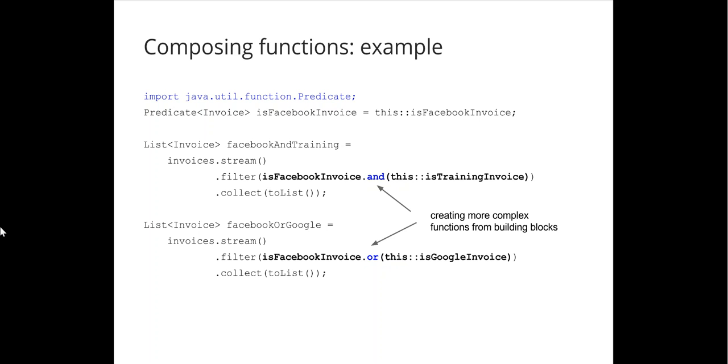But what you can do by composing functions is say, well, I already have those two functions available. Why don't I just compose them together to create a new one that models this new predicate? And this can be done using this AND method here. So we're saying, is it a Facebook invoice and is it related to training? And AND here is taking another predicate. The result of this will be a new predicate that you can then pass on to the filter. We can do something similar if we'd like to check that the invoice is from Facebook or it's related to Google. We can use two separate methods, compose them together to create the richer one. So we're making use of code reuse here.